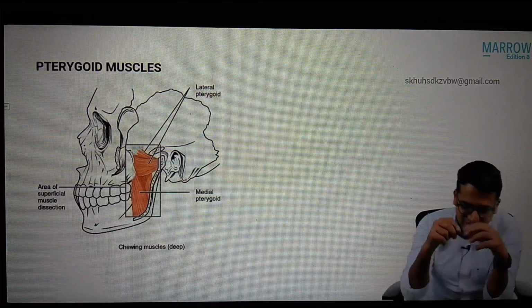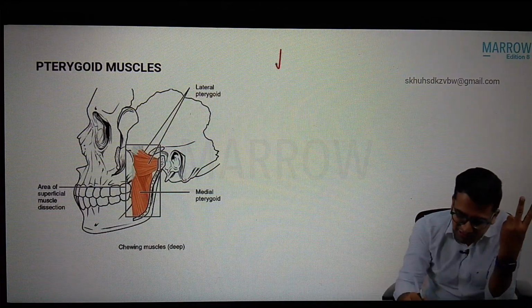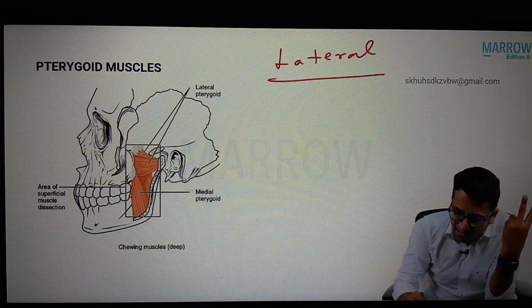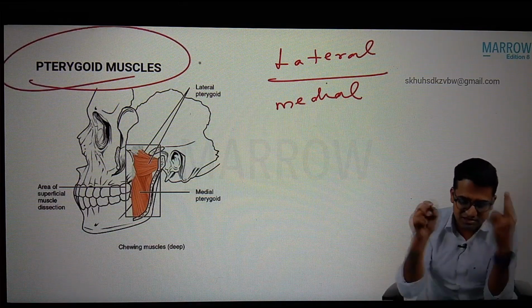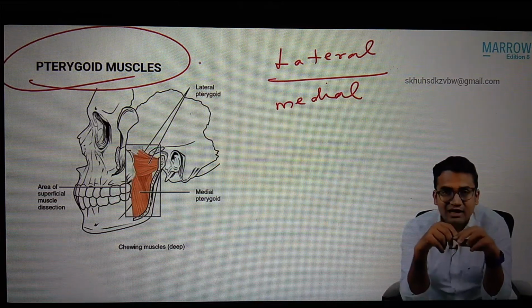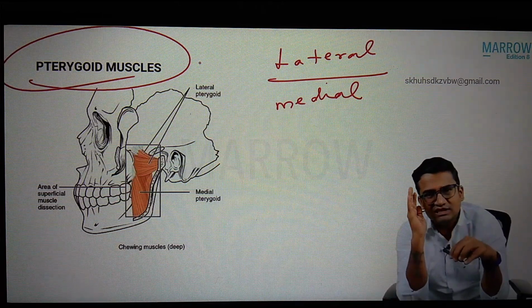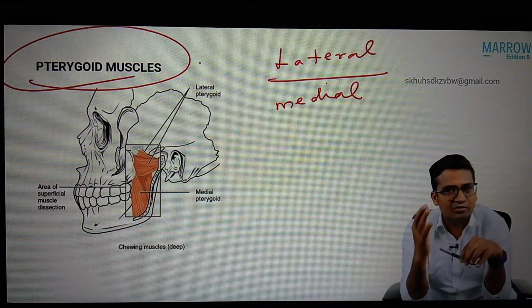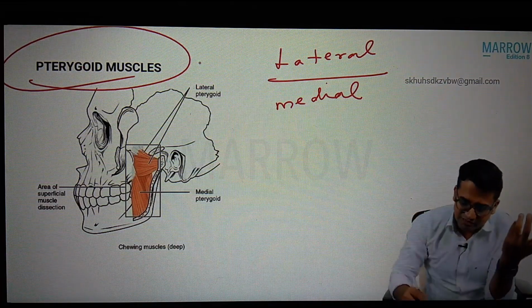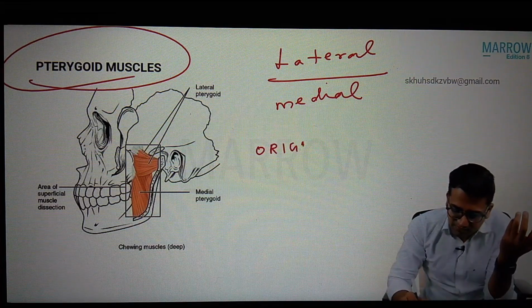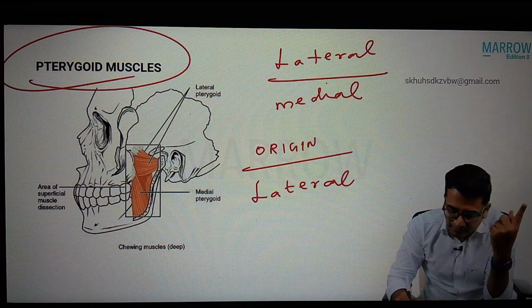Next, we have the pterygoid muscle. We have two pterygoid muscles. What are those? Lateral and medial pterygoid muscle. Now, please remember, both the pterygoid muscles take origin from the lateral pterygoid plate. We have one more origin. We'll see that later, don't worry. Both pterygoid muscles take origin, and one of the origins is from the lateral pterygoid plate.